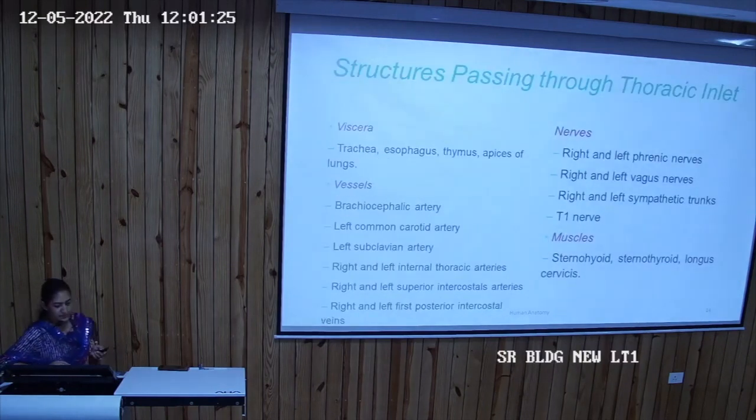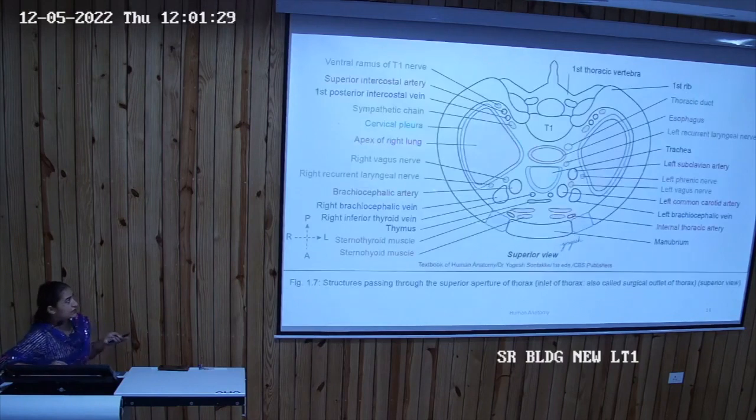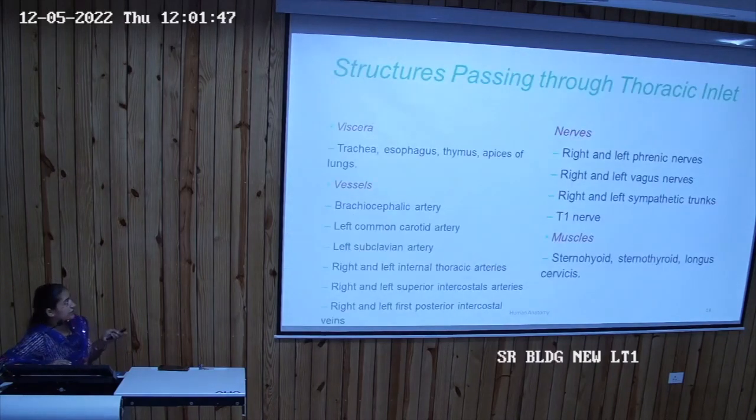Now what are the structures that are passing through the thoracic inlet? So this is the thoracic inlet, which is bounded posteriorly by the first thoracic vertebra, anteriorly by the superior border of the manubrium, laterally by the medial border of the first rib. So you can see several structures passing through this area. For ease of reading, I have written it down like this. Viscera, what are the viscera passing through this? They are trachea, esophagus, thymus, apex of the lung.